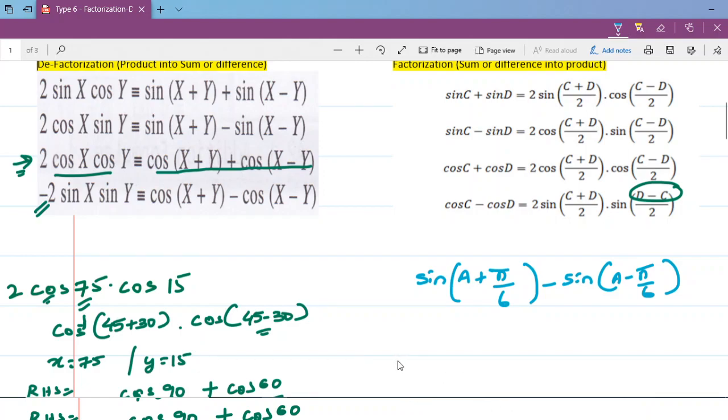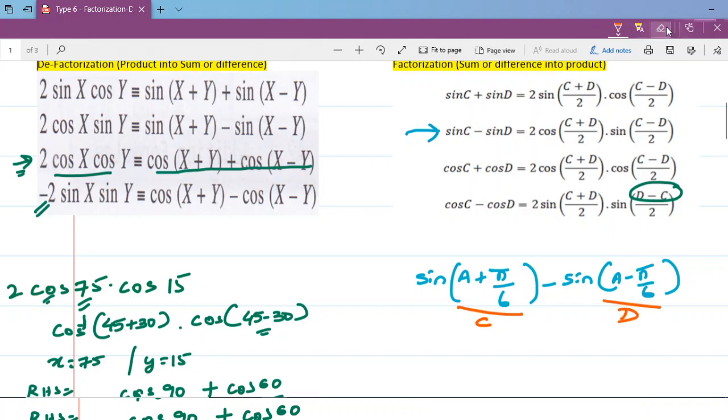I'm going to solve this real time for you. If you see here, there are two sine functions and there is a negative sign, so it's a difference formula. And if you see, where does it match? It matches over here, right? This is where it matches: sine C minus sine D. So you can assume that this whole angle A plus pi by 6 is C, and A minus pi by 6, the whole of this, is D. Let me take a different color here. This whole part is C and this whole part is D.